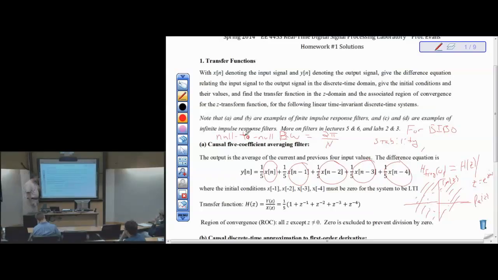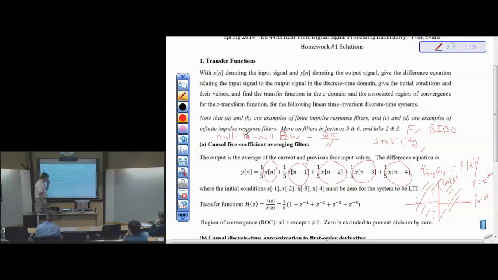I haven't shown this yet. We'll do this next lecture. You can argue this from causality. You can argue this from linearity or time invariance. But the initial conditions here must be 0. So we just zero out the initial value in these memory locations. And that's kind of what we do naturally as programmers. But here it's what we really want to do to maintain these properties.